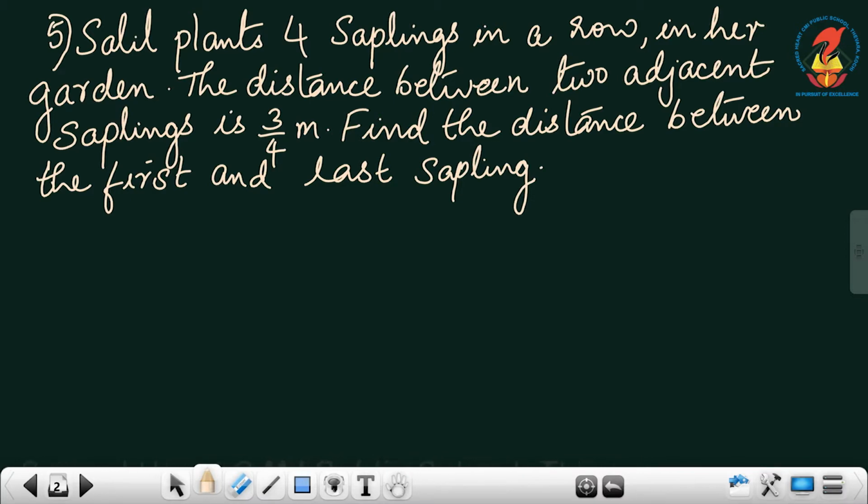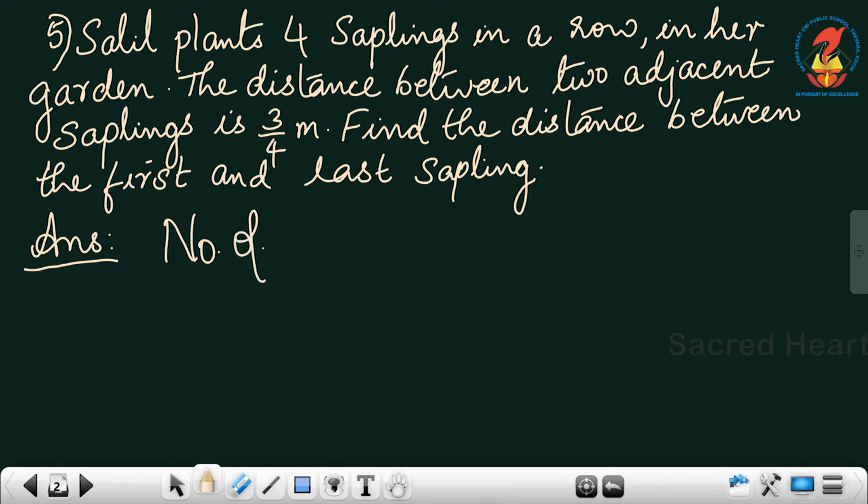Salil plants 4 saplings in a row in her garden. The distance between two adjacent saplings is 3 by 4 meter. Find the distance between the first and the last sapling. What is given there in the question? How many saplings does she want to plant?